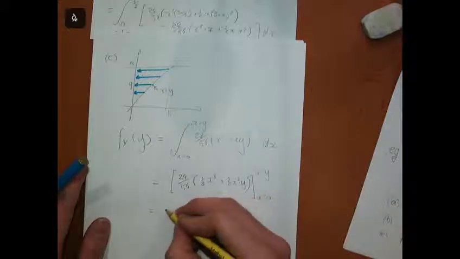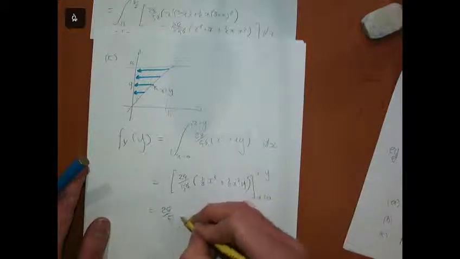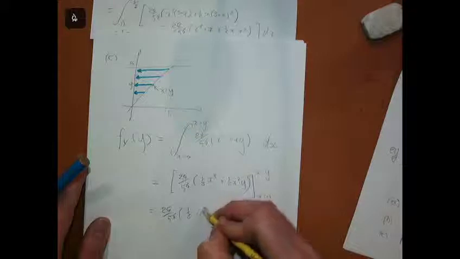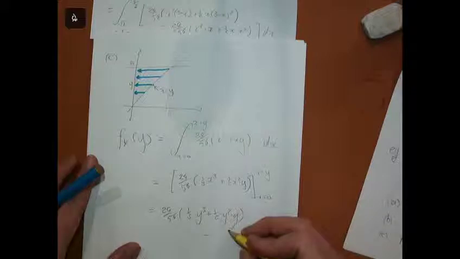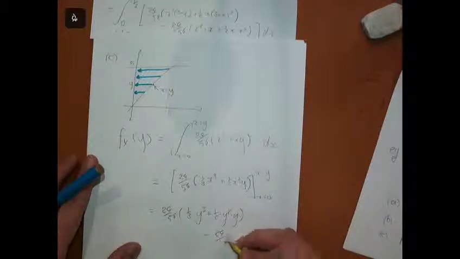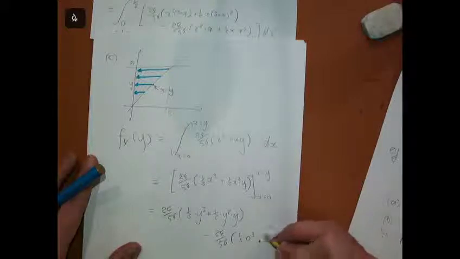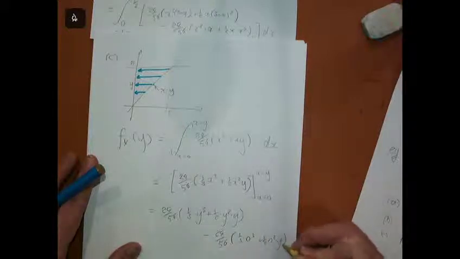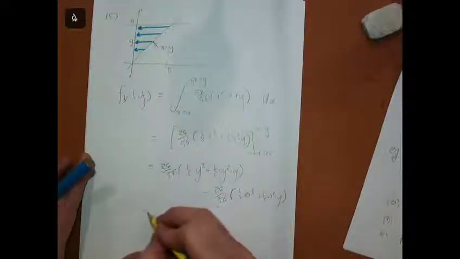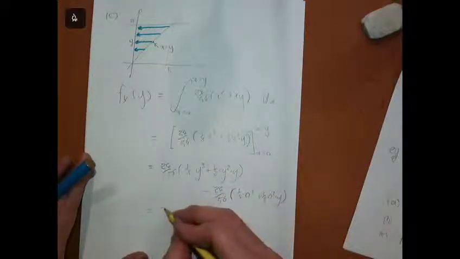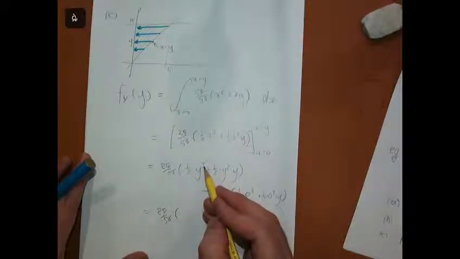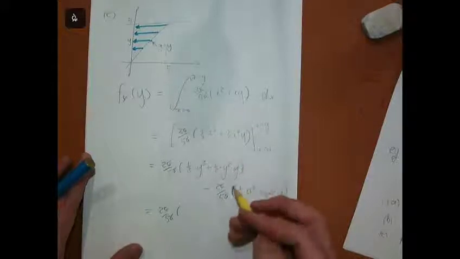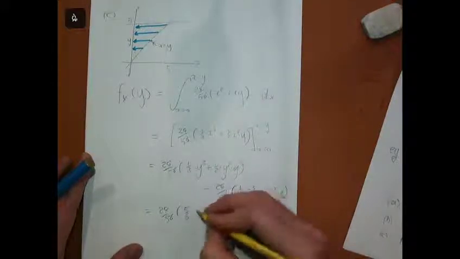And so I will sub in 24 on 5 to the 6, 1/3 of y cubed plus a half of y squared y, minus 24 on 5 to the 6, 1/3 of 0 cubed plus a half of 0 squared y. And that will be, well, that bit's 0. And I've got 1/3 of y cubed and a half of y cubed, and so that's 5/6 of y cubed.